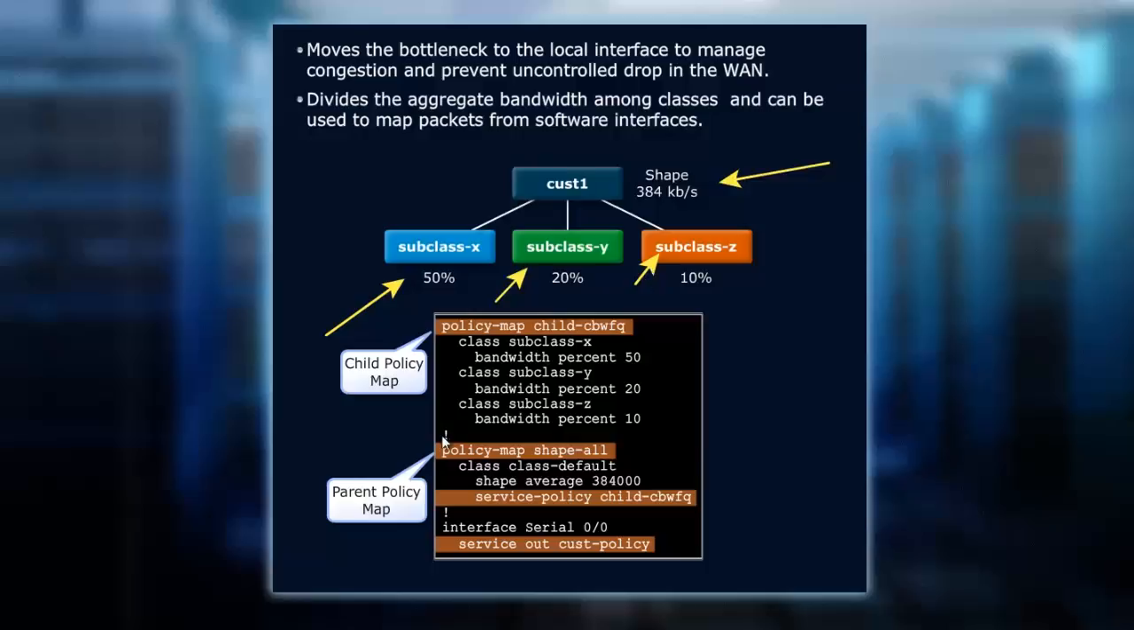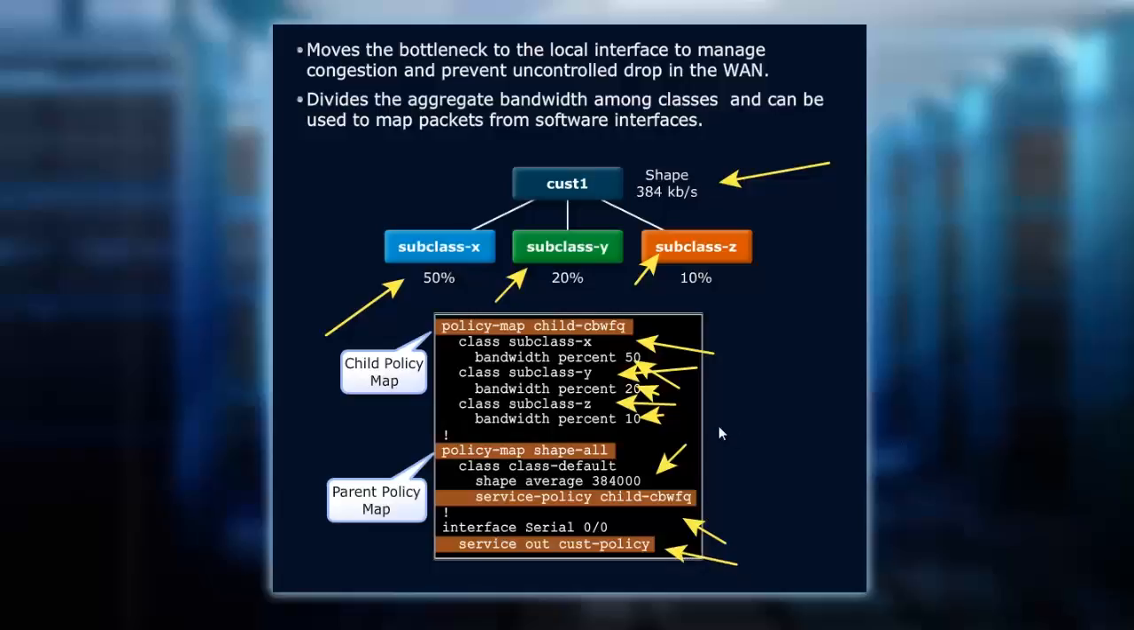Again, using MQC, we'd set up a child policy and a parent policy map in this situation. The child policy map would indicate our different subclasses and distribute the bandwidth, the 50%, the 20%, and the 10%. Then we go into our shape all, which is the parent policy map, and we say we want to shape to 384,000 bits per second, and we're going to apply this policy that says 50% goes to subclass X, 20% to Y, 10% to Z. Then we apply it to the interface.